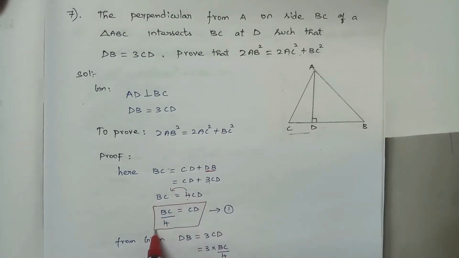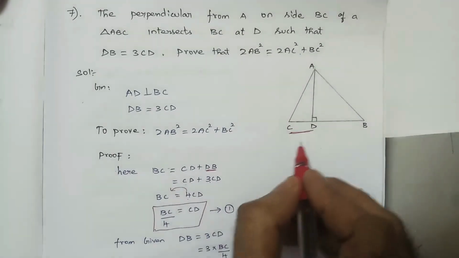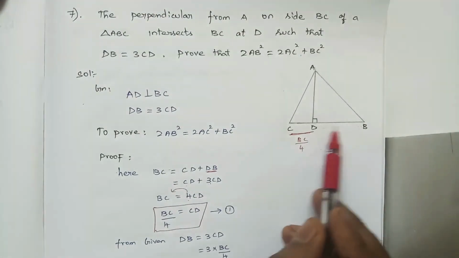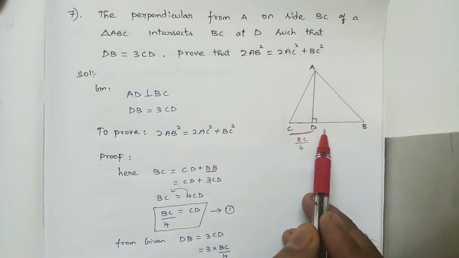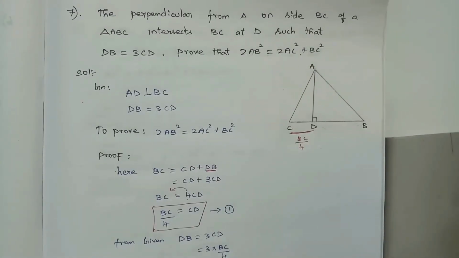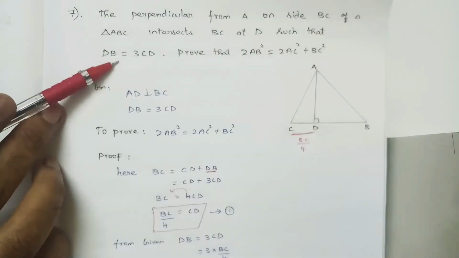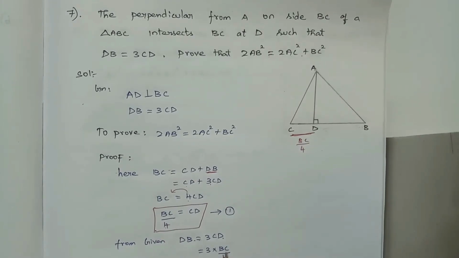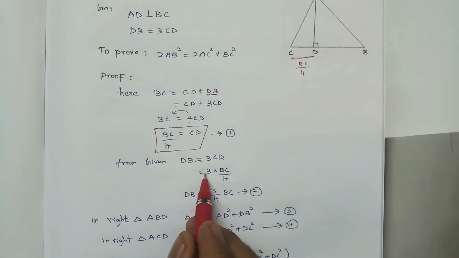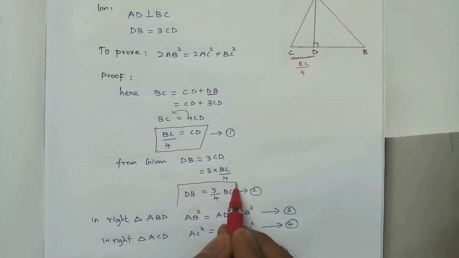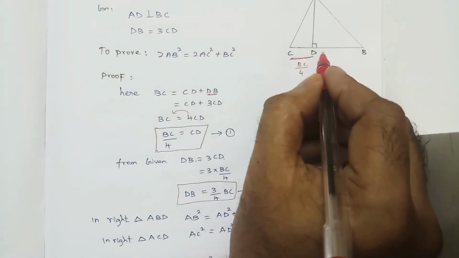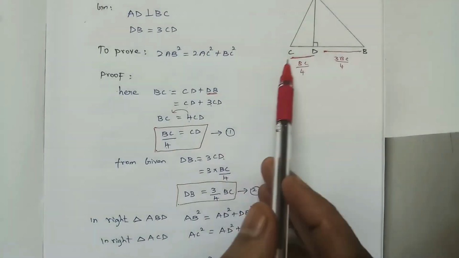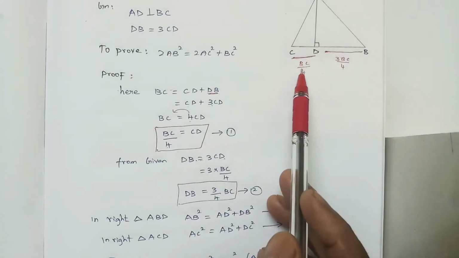Now I have converted this CD in terms of BC: BC by 4, right? Next I'm going to convert this DB in terms of BC. From the given, DB is equal to 3 times CD. Already we have found that CD is BC by 4. So I substitute here, DB is equal to 3 BC by 4. DB is 3 by 4 BC. Now we have CD and DB in terms of BC.